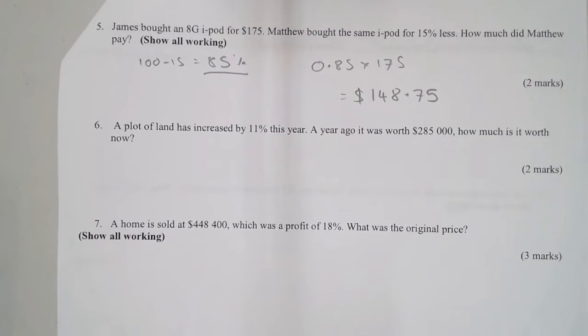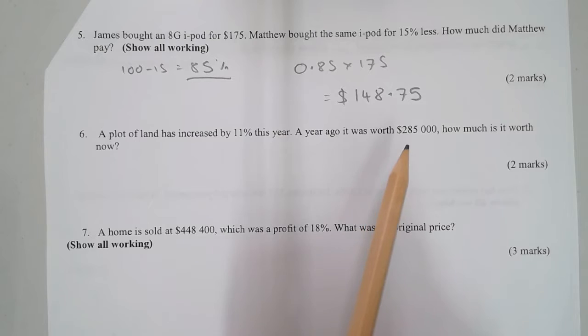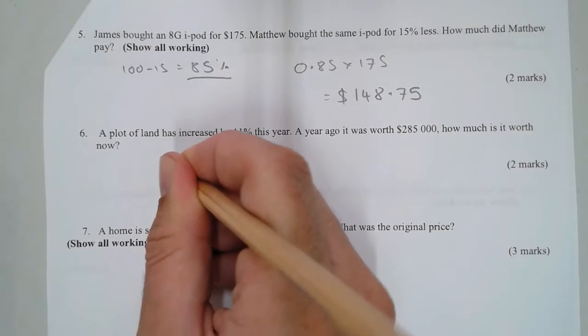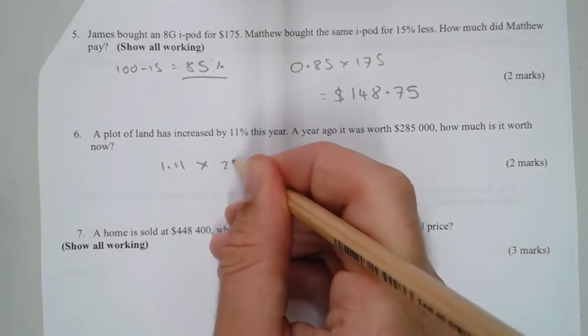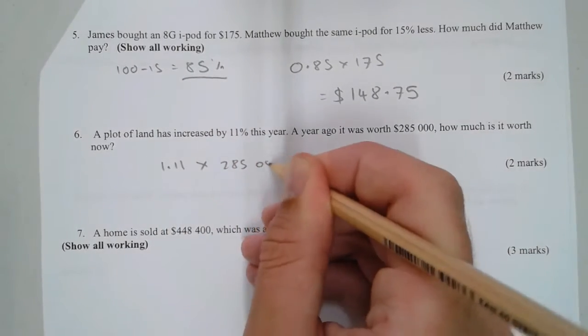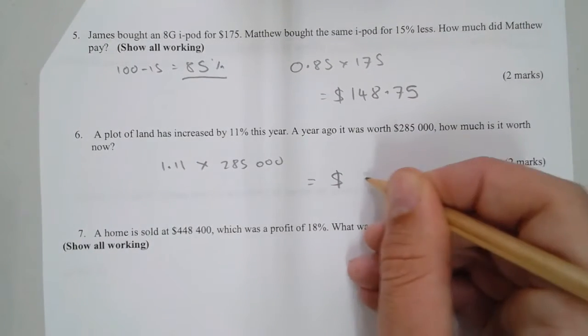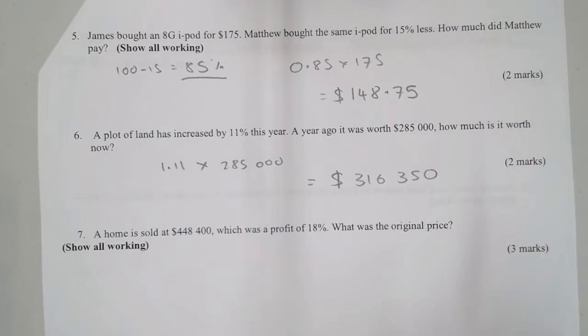Number 6, a plot of land is increased by 11%. A year ago it was worth this, so if it's increased by 11%, it's now 111%. As a decimal that is 1.11 times your 285,000. Type into your calculator 1.11 times 285,000, and it equals, don't forget the dollar sign, $316,315. That's what it's now worth.